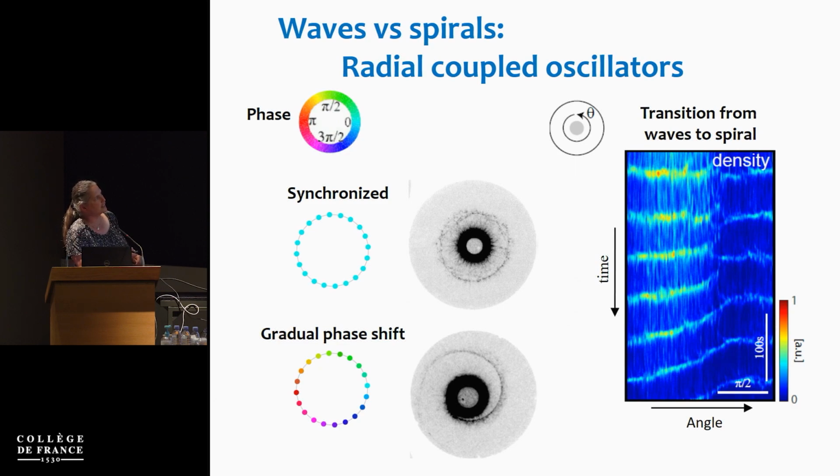So you can see here, this is again the angular density kymograph. You can see here a wave where the phase is synchronized across the angular distribution. And then it jumps to this spiral, going from this synchronized state to this gradual phase shift.